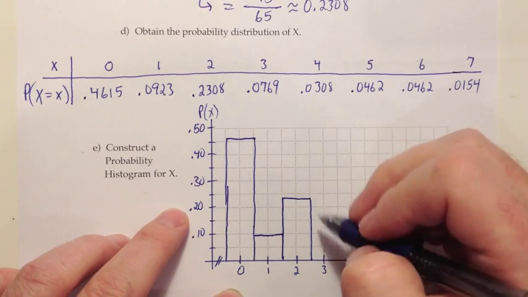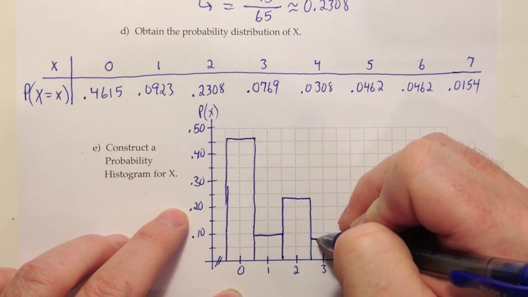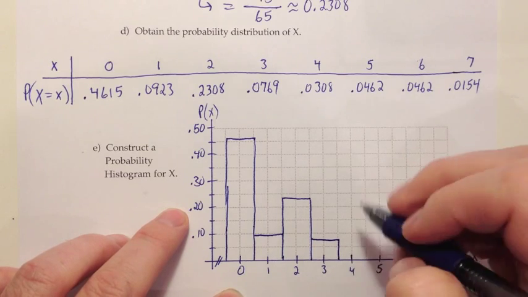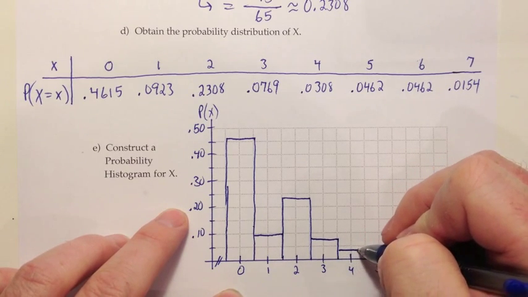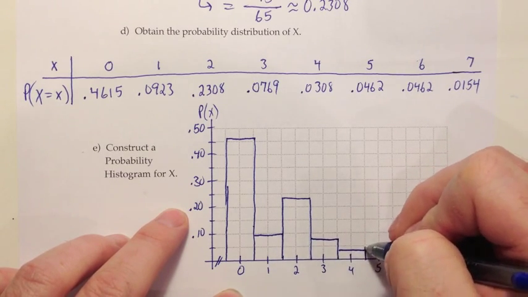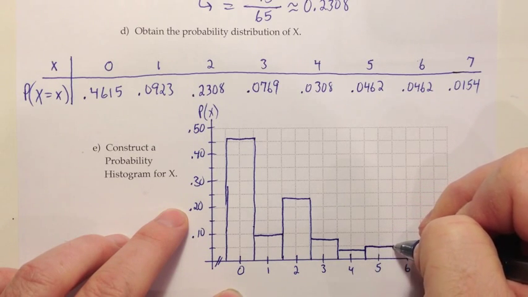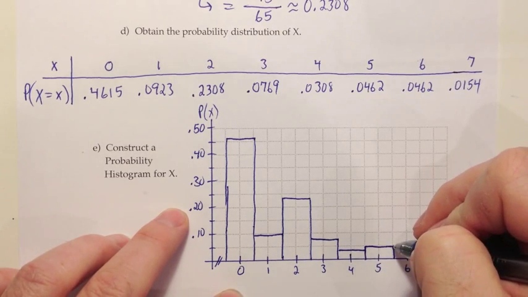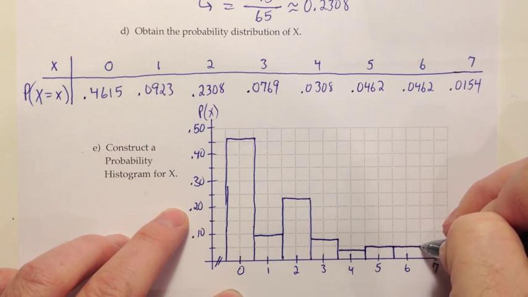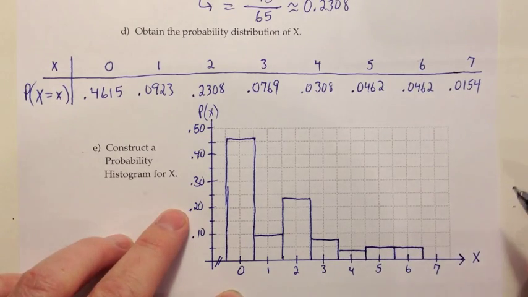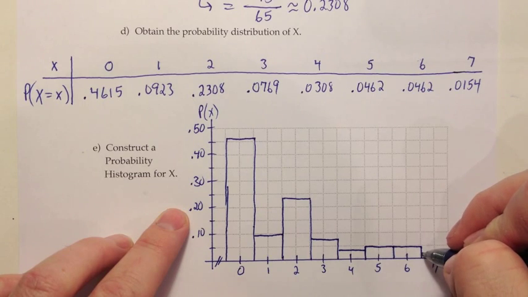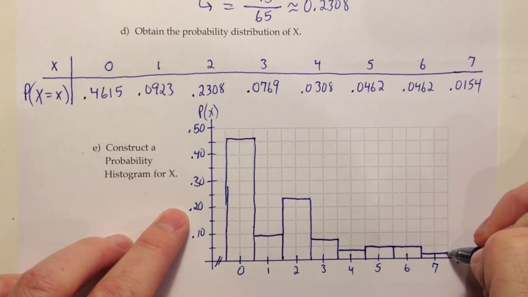Oh, 0.0769, 0.0308, 0.046, so just barely below the line for 0.05, and we have 2 of those in a row. And then the last one drops down to 0.0154, about a third of the way up.